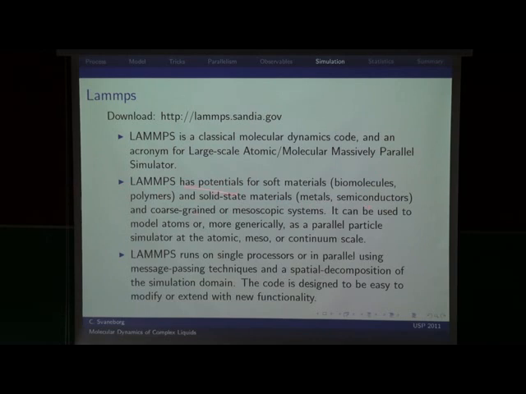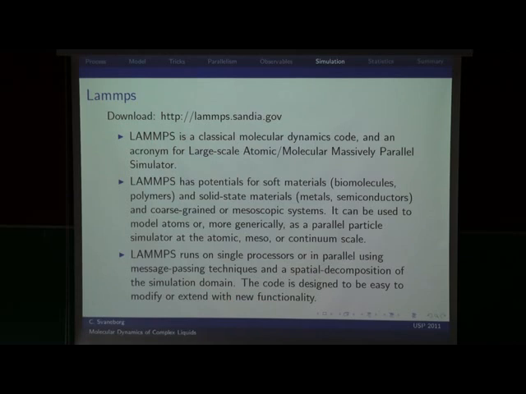What I'm interested in are the coarse-grained and mesoscopic systems. You can model atoms, but I think where it excels is at the mesoscale. And you can also couple the mesoscale to continuum finite element modeling. It runs on a single processor or on a cluster, and it's optimized in many different ways. It also has a nice feature that you can modify and extend it. When you have the code, you can write your own code.